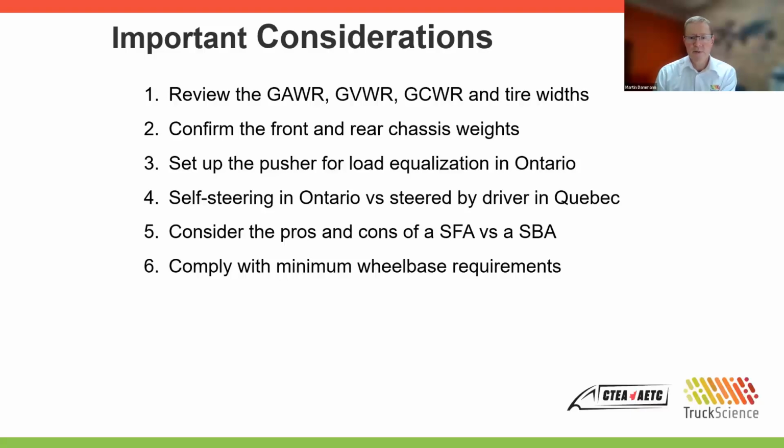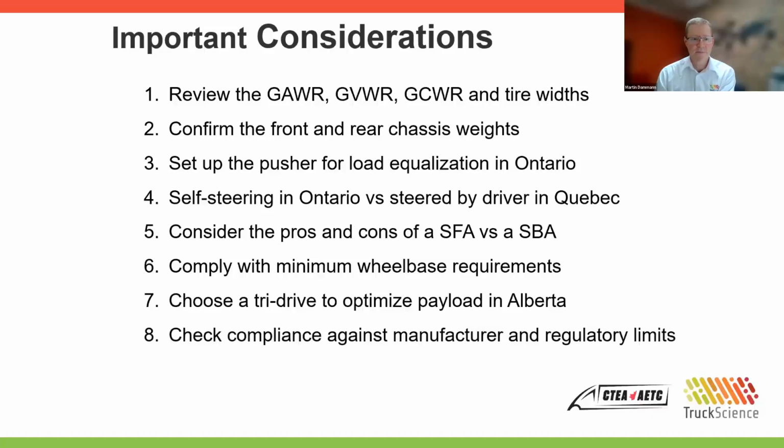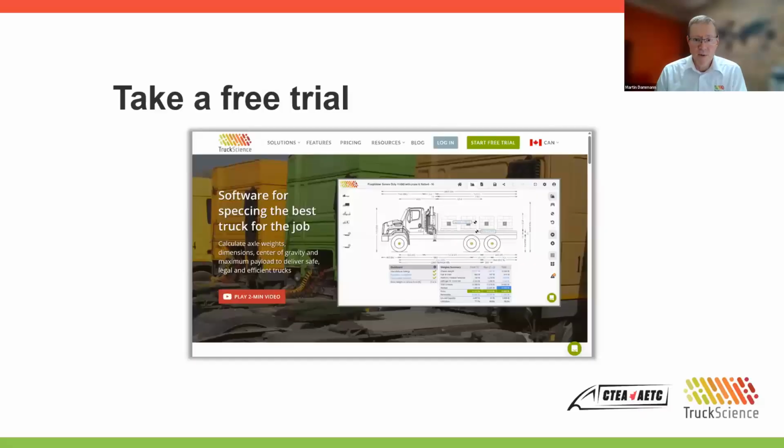For certain vehicle types, you may need to comply with minimum wheelbase requirements, for which you'd need to consider the effect on the turning radius. And then for Alberta, you may want to consider a tri-drive vehicle to optimize the carrying capacity. Now, it's impossible to remember all the regulations and manufacturer limits. So if you're using the TruckScience Axle Weight Calculator, you should always check the dashboard validation to ensure that your final build is compliant. Now, I've used our Axle Weight Calculator to work through these case studies today.